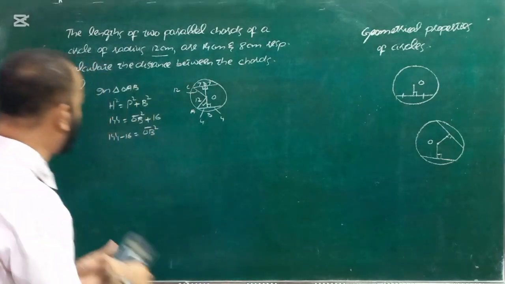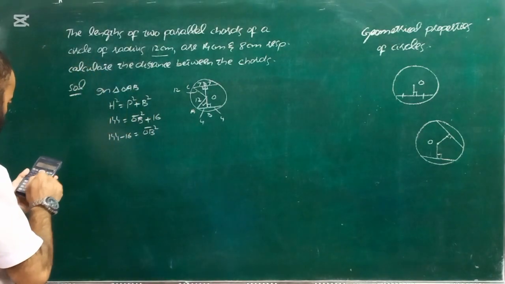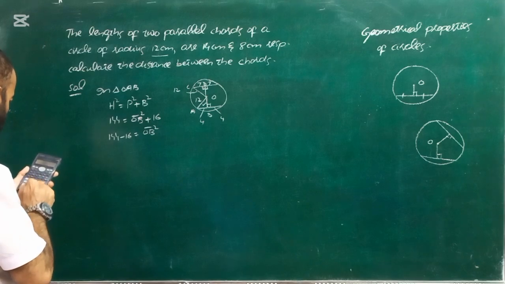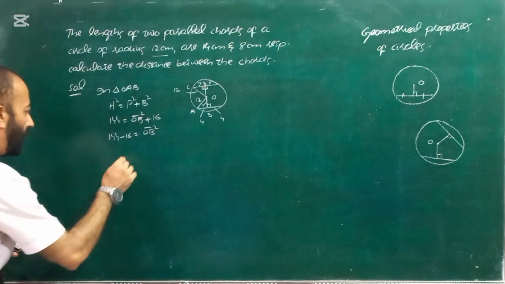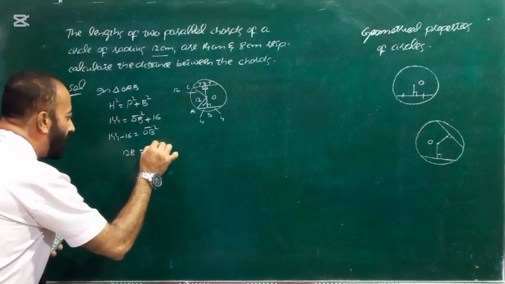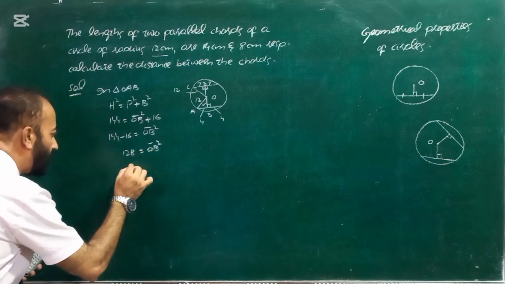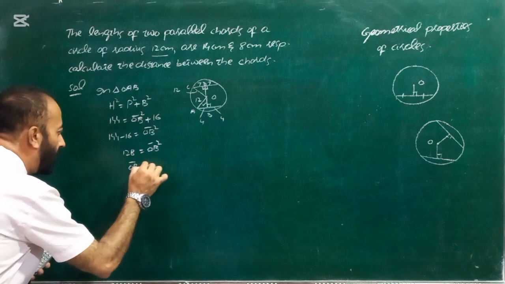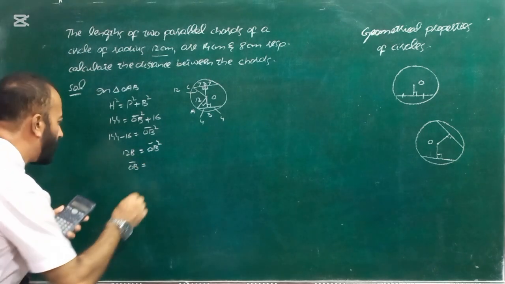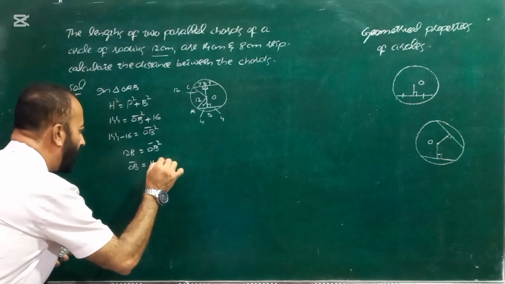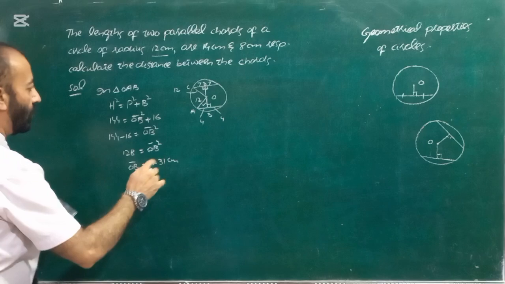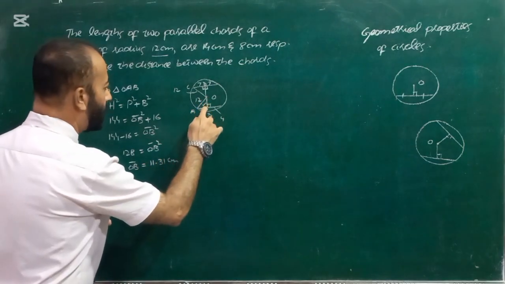So 144 minus 16 is 128, and taking the square root of both sides will give us the value of OB. So the square root is 11.31. The unit used in the question is centimeter. Okay, this distance is done now.